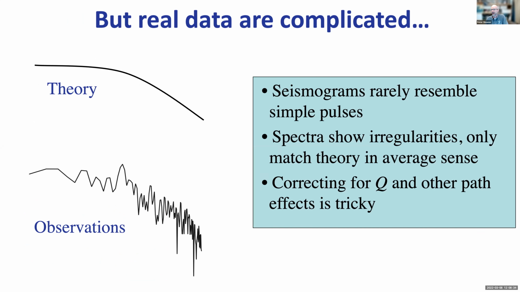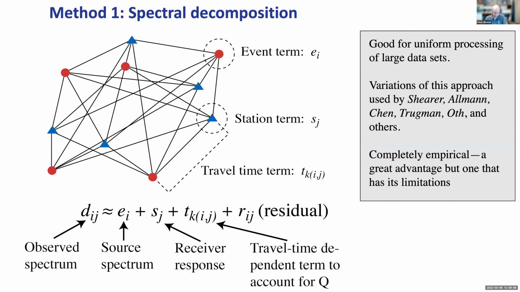Okay, but when we look at real data, things get more complicated, and this is because the seismograms we observe don't usually look like those simple pulses I showed you from the theoretical model. You also have these sort of bumps and other irregularities. And also, I just assumed that we were able to correct for Q, but often these things aren't known that well.